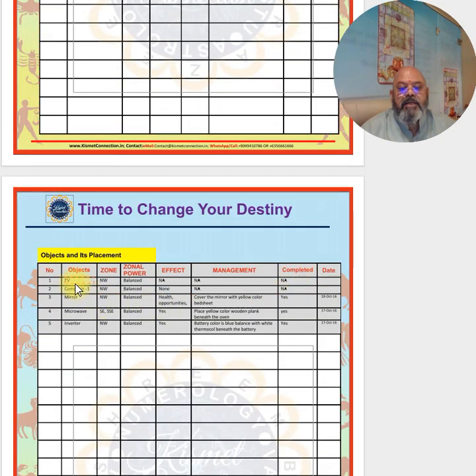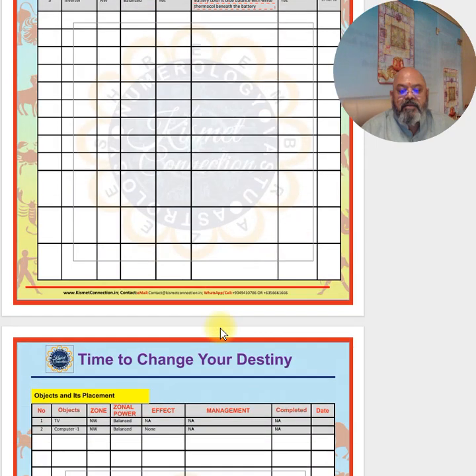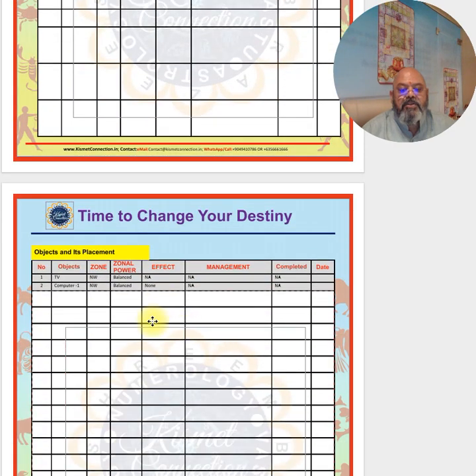Then here comes the objects and their placement. So TV is in the northwest zone, zonal power balance. Does it have an effect? No. Management required? No. So it's not applicable. Computer, northwest, balance, none. Not applicable. Then the mirror in northwest, balance, health and opportunity related problem. This creates problems because a mirror in the northwest is not allowed. So what sort of solution to provide? Similarly, the list goes on.